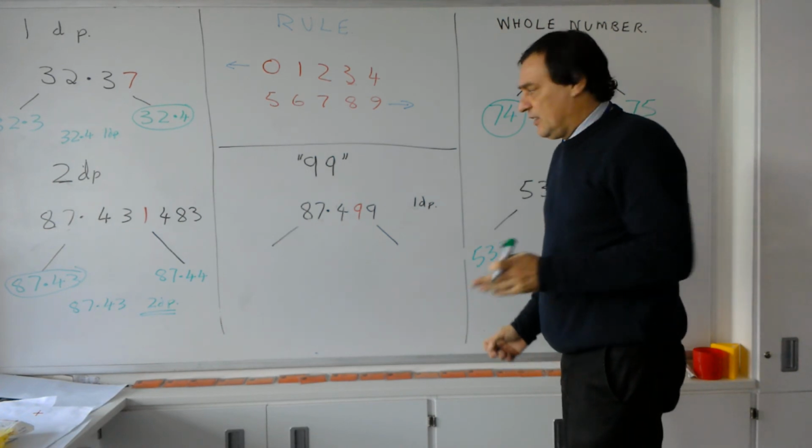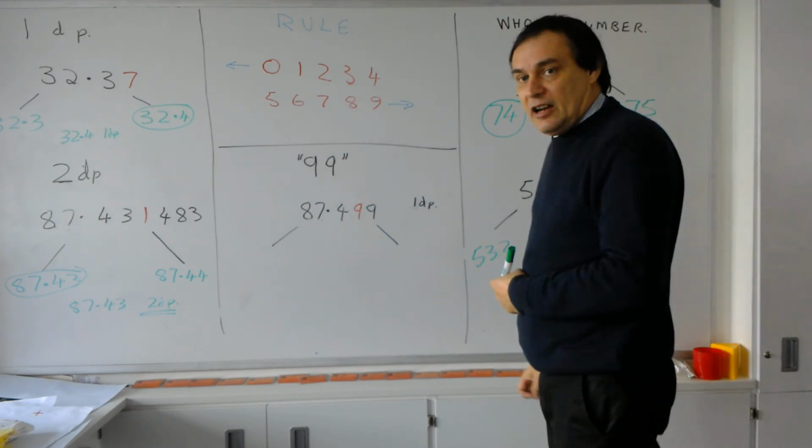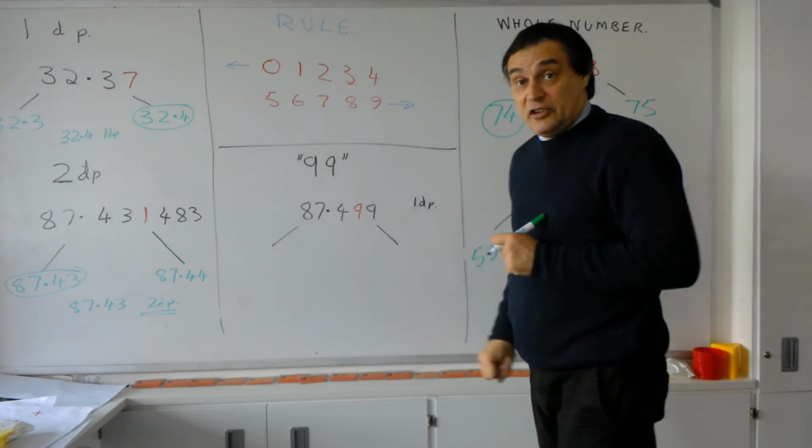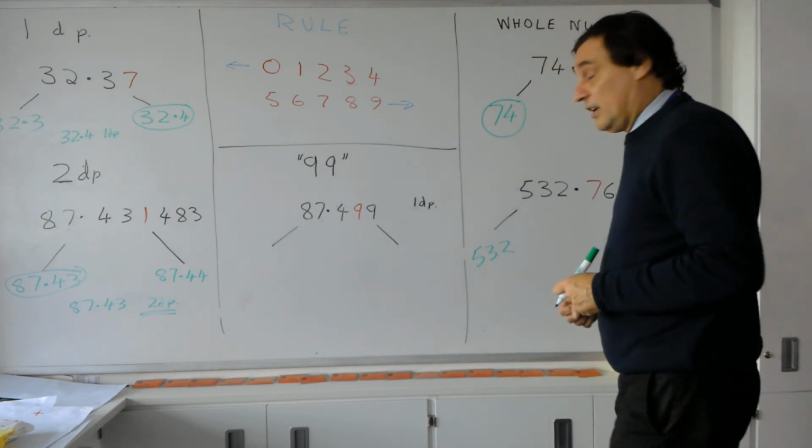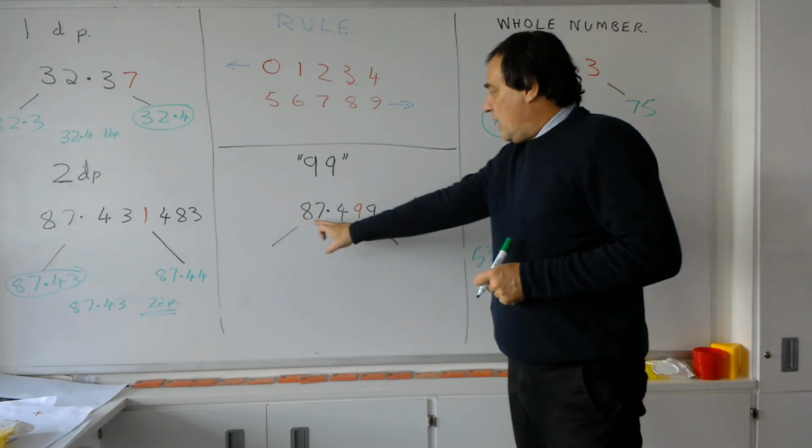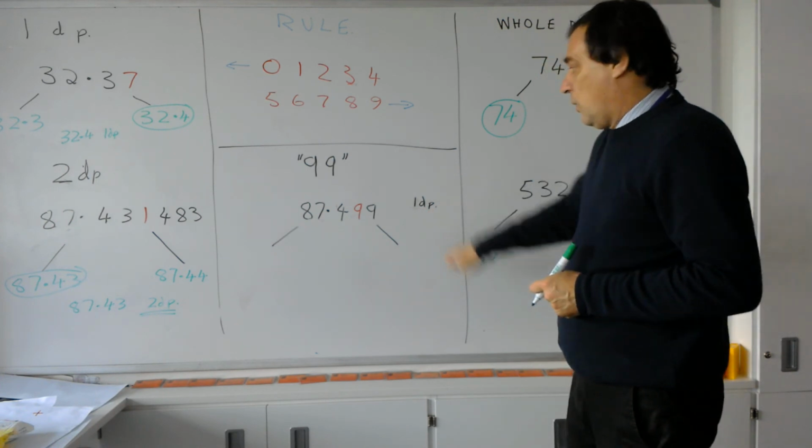Final case at the end here. I call it the 99 cases, where we've got two 9s in a row. You might see the odd one of these in a question. So we want to round 87.499 to one decimal place.